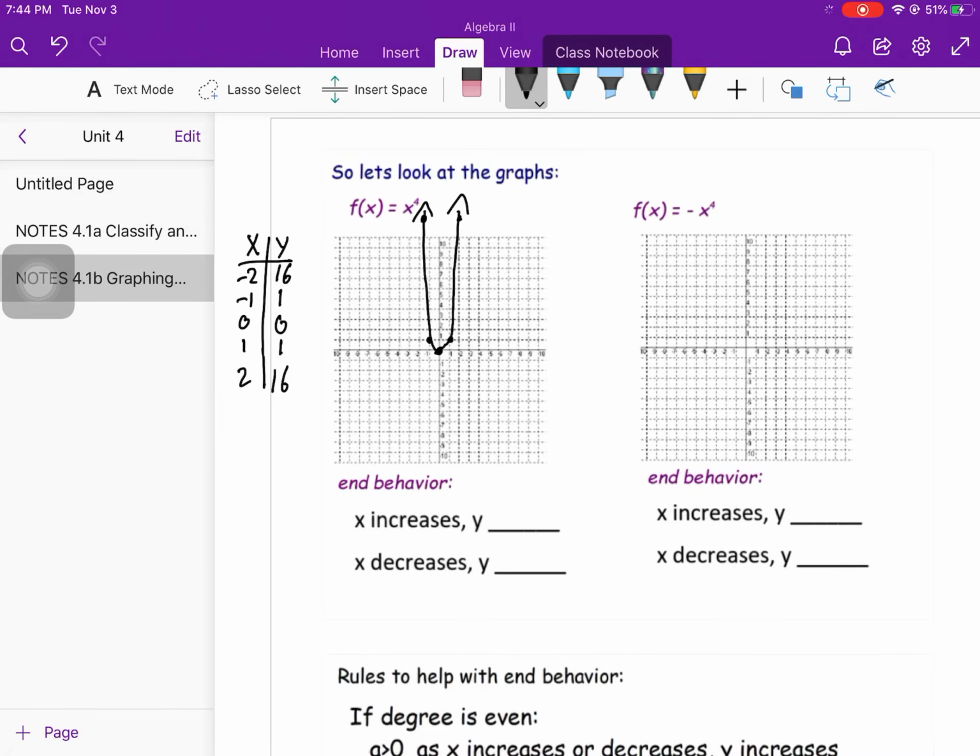But it's still very similar to the quadratic because the end behavior is going to be the same. As x increases, y increases. And as x decreases, y still increases. It goes up both times, doesn't matter which direction. As you're probably guessing, for this one, it's going to be the exact opposite. It's going to be super narrow again, but it's going to go down because it's negative x to the fourth. Put that right there. So it's super narrow, and it goes down both times, so it decreases.